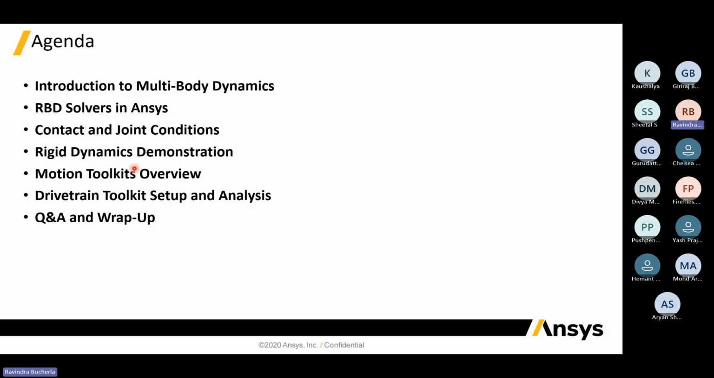In ANSYS Motion, we have the advantage of creating the geometries or connections between the geometries by using different toolkits. So I will showcase one demo on the Drivetrain toolkit setup. In case you don't want to work much on the CAD, you can take advantage of the Drivetrain toolkit to create geometries like gears, shafts, or other parts. I will showcase how we do that as well.